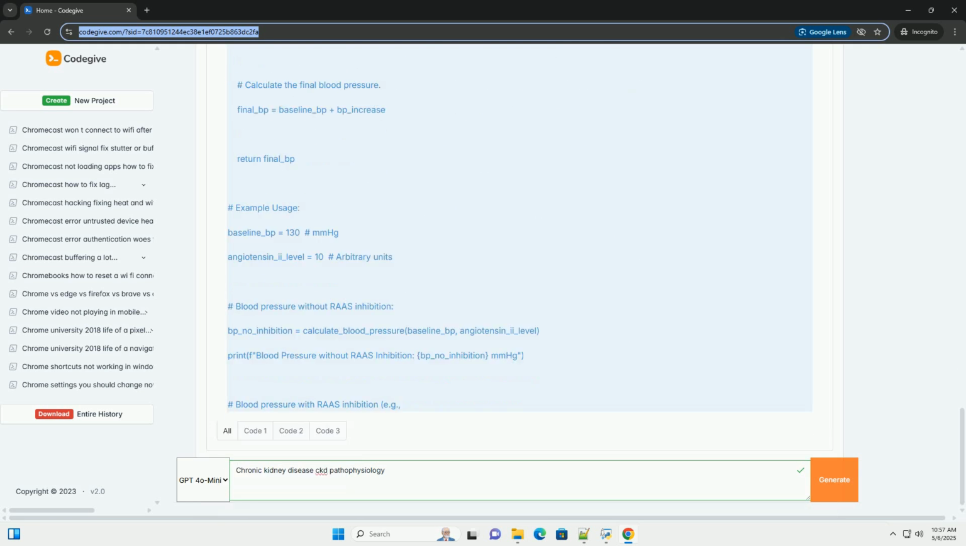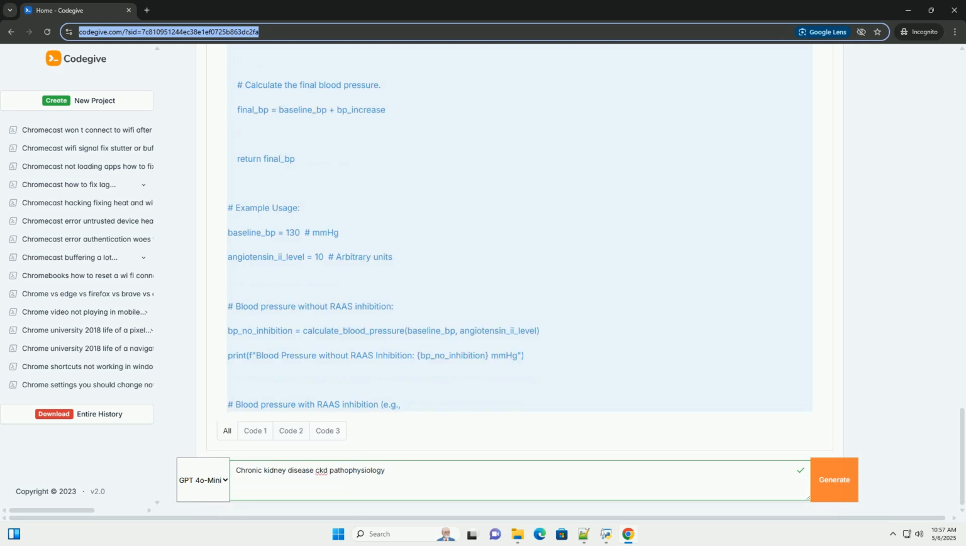Example 2, Modeling the RAAS and blood pressure. This example creates a very simplified model of the relationship between RAAS activity, angiotensin II, and blood pressure. It shows how RAAS inhibition, for example with an ACE inhibitor or ARB, can lower blood pressure.